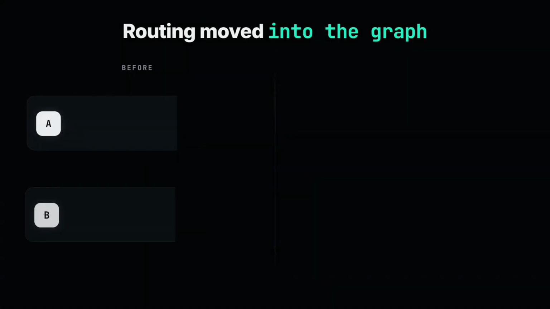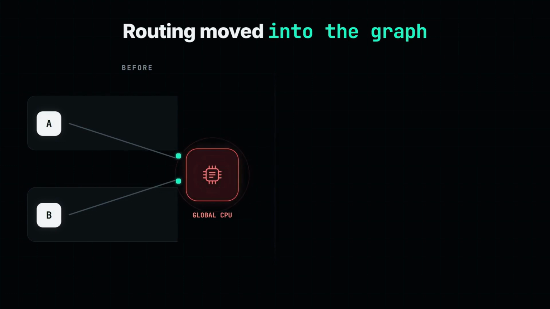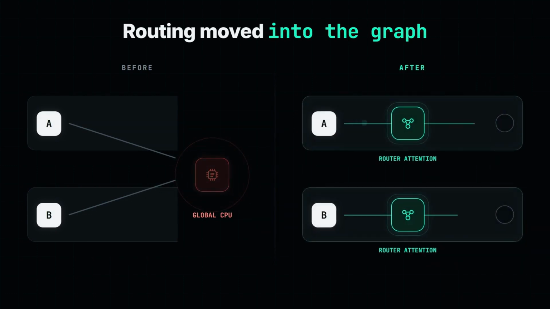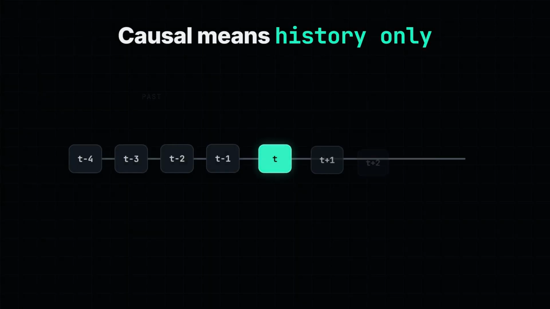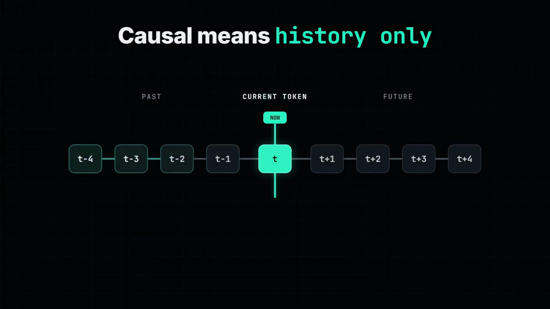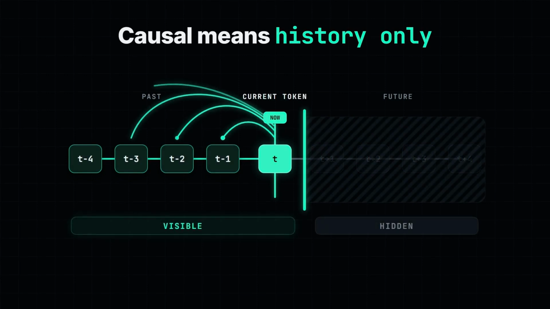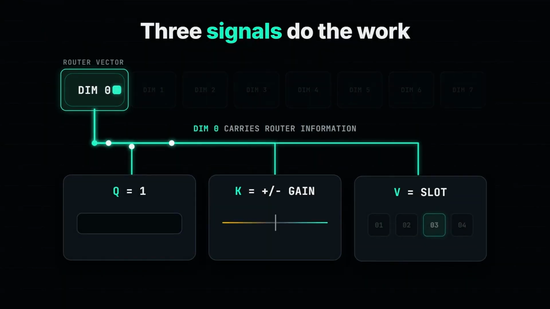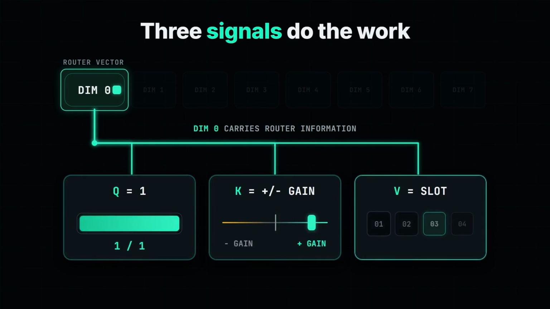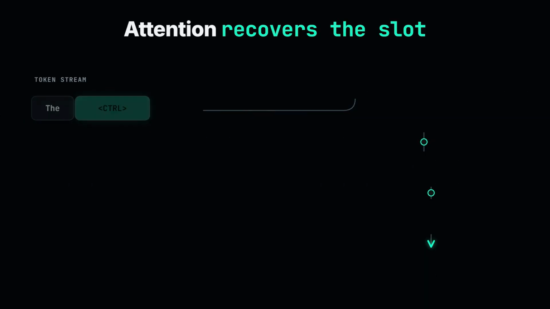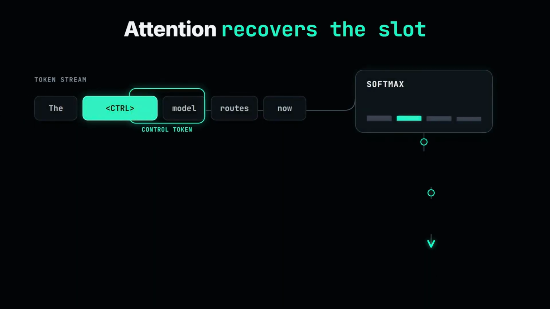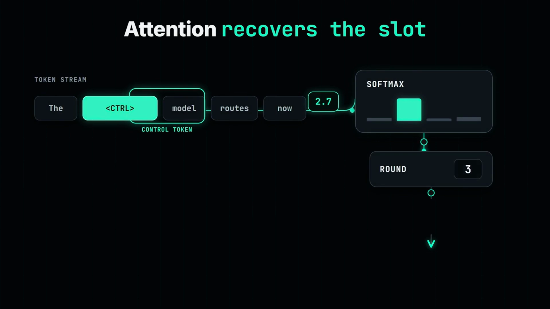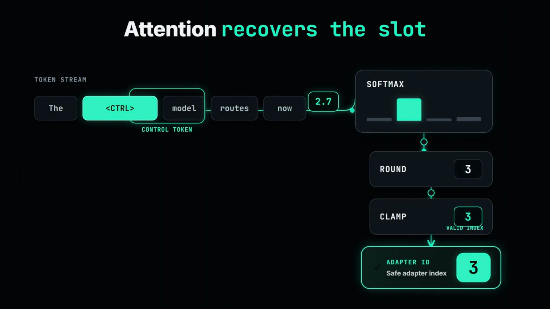The merged implementation replaces that global index with single-head causal router attention computed inside the model graph. The router is causal. Each token can read routing signals from itself and earlier positions, never from future tokens. Only dimension 0 carries router information. Query is 1, key marks control presence, and value carries the adapter slot. Causal softmax emphasizes the visible control token, then its value is rounded and clamped into a valid adapter index.